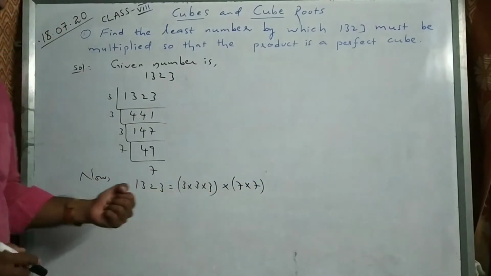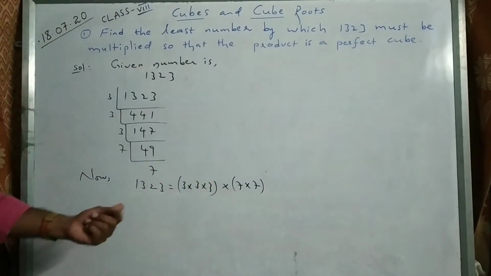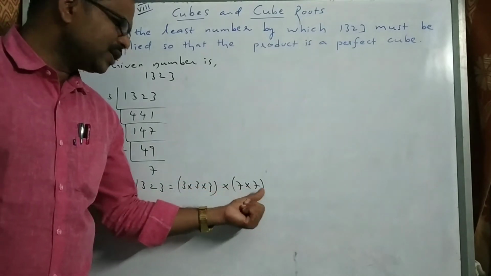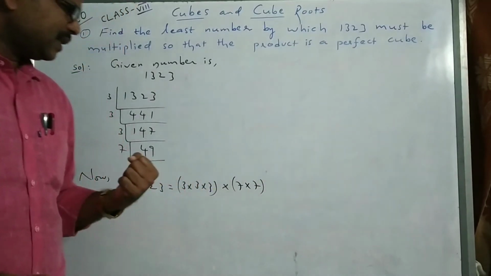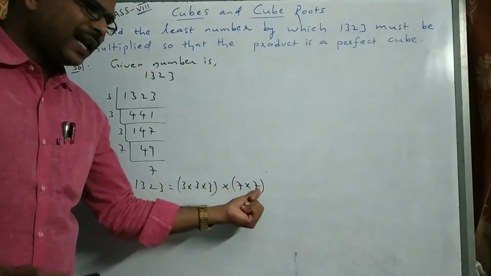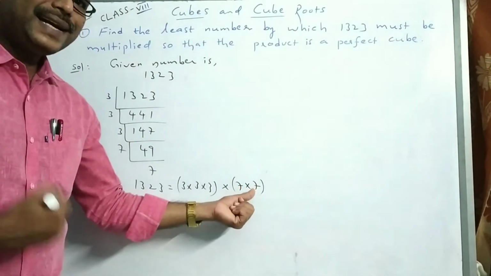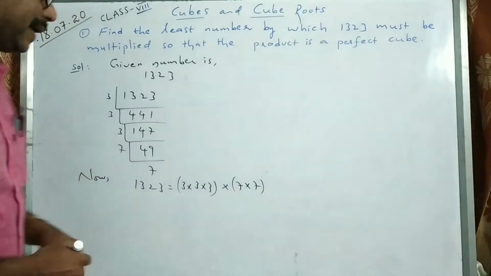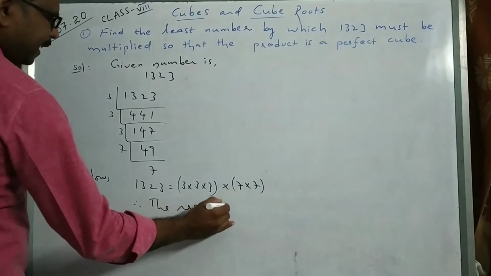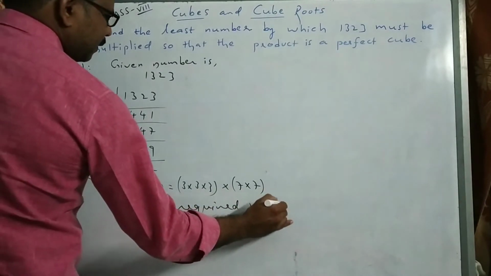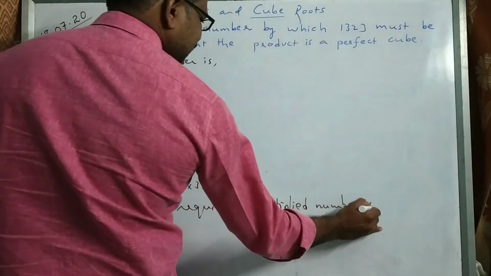So clearly it is understood here. This is a triplet, 1 2 3, a perfect cube. But here you observe, 7 into 7 is not a triplet. So to make it a triplet, what should you do? We need to have one more 7, right? Hope it is clear. To make it a triplet, one more 7 should be there. So therefore the required multiplied number is 7.